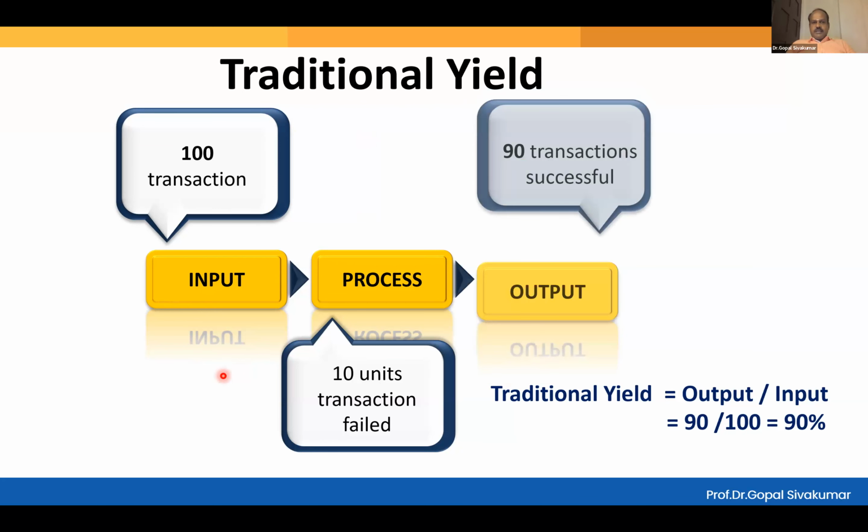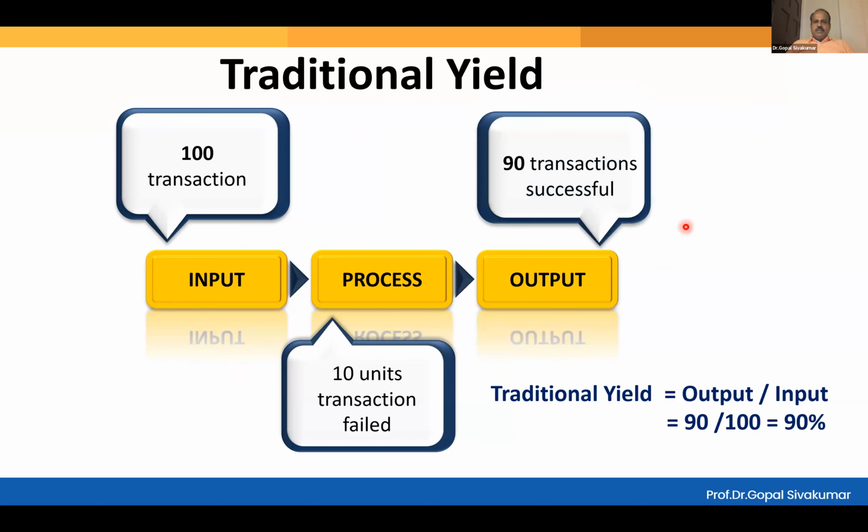Now you just have to calculate the yield here. What will be the yield? The formula is available here. Out of every 100 transactions, 90 transactions are successful. That means the yield is 90%. I think this is a very, very simple tool to understand. All right. You can use it in the service industry. You can use it in the manufacturing industry.